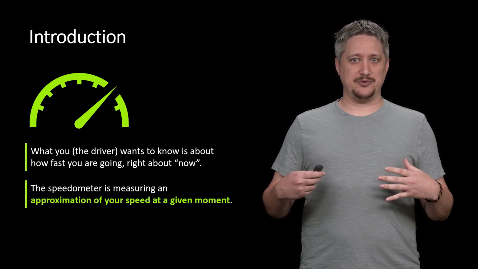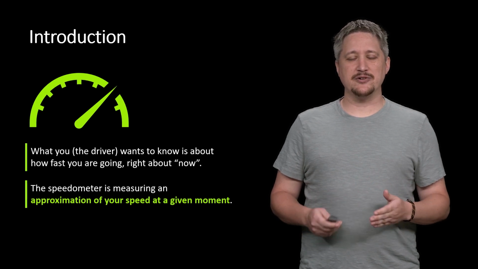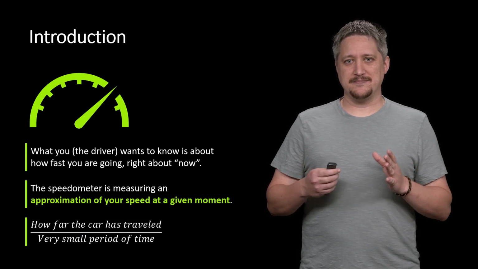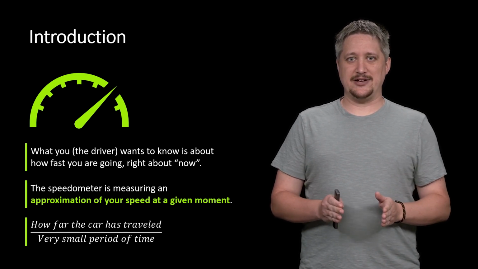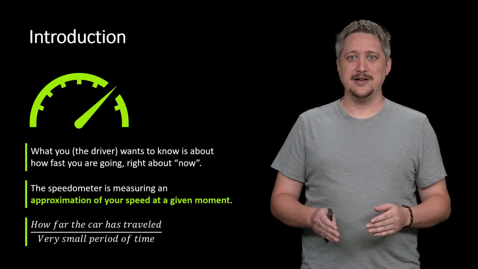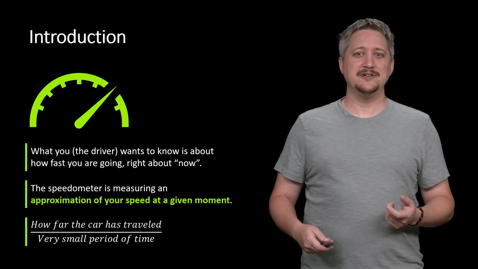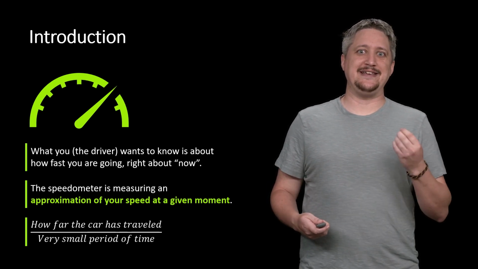And then it does that displacement. So it says, okay, if I measure some distance that you travel over some really small period of time, that should approximate how fast you're going for that period of time. And if you make that period of time small enough, this will give us what we think of as a speed in the moment.